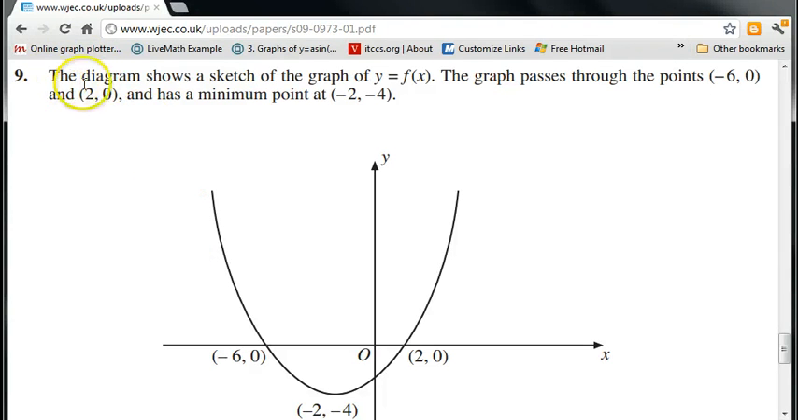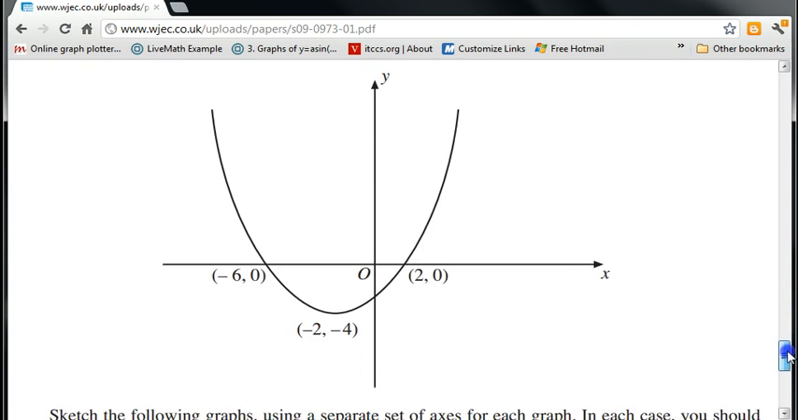Okay, then let's have a go at question 9. It says the diagram shows a sketch of the graph y equals f of x. Here it is here. It's a U-shaped curve. The graph passes through minus 6, 0 and 2, 0. So minus 6 is the x value and 2 is the x value there. And has a minimum point of minus 2, minus 4.